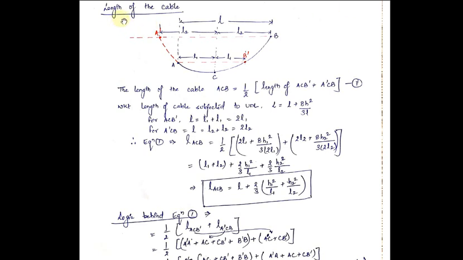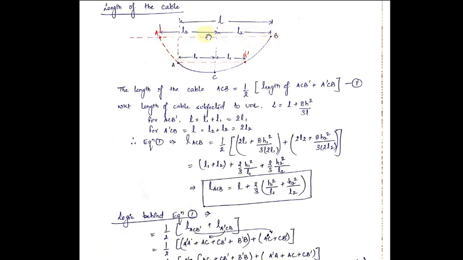And now let's come to the second portion of the derivation, that is to find out the length of the cable. Now we have to find the length ACB. We know that this cable ACB has its supports at different levels. Now in order to find out the length of this cable, I'm going to extend this point A up to the level of B.